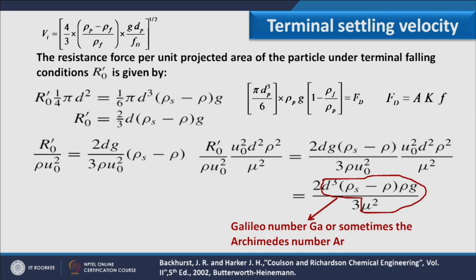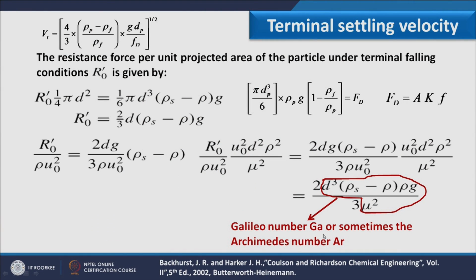So, if you consider the Galileo number, all parameters available in this number are known to us. For example, if we have to calculate the terminal settling velocity of a particle, I will be aware of the diameter of the particle, its density, mu of the fluid as well as the density of the fluid, and the g value is also known. So, we can calculate the Galileo number once I know the parameters, and these are usually known to us.